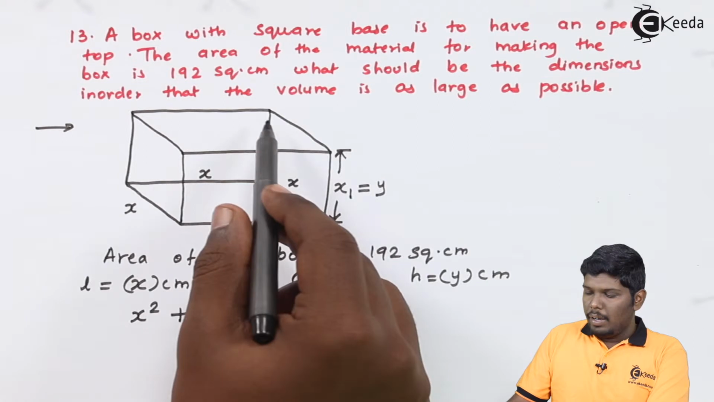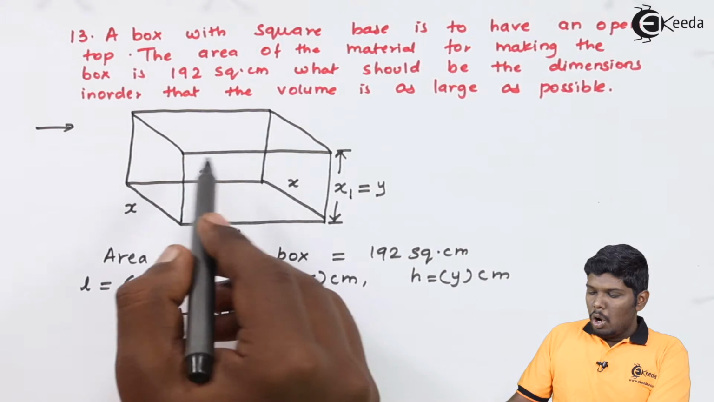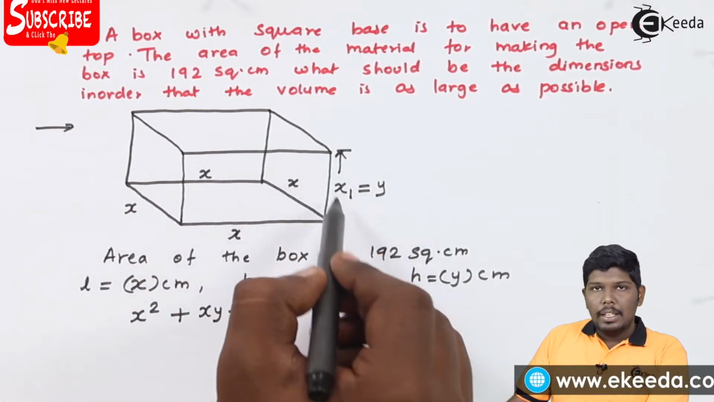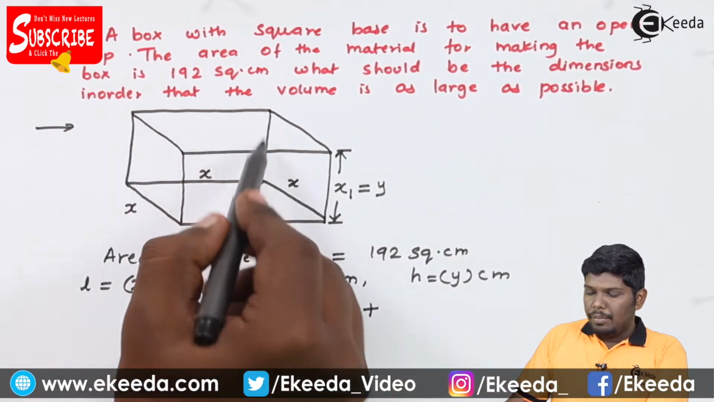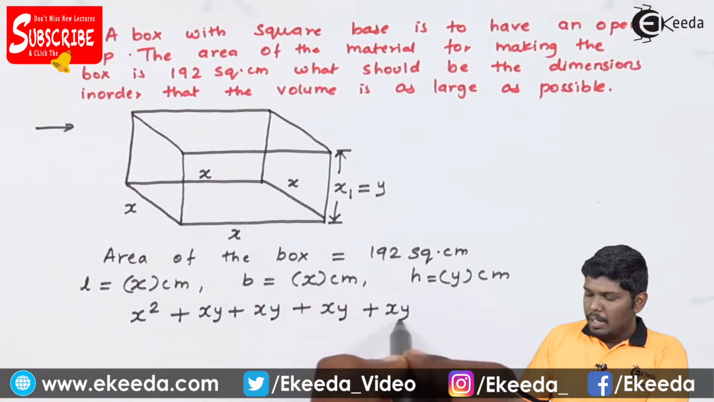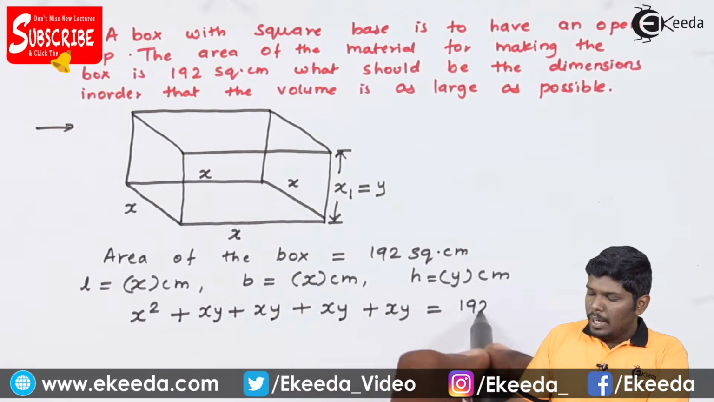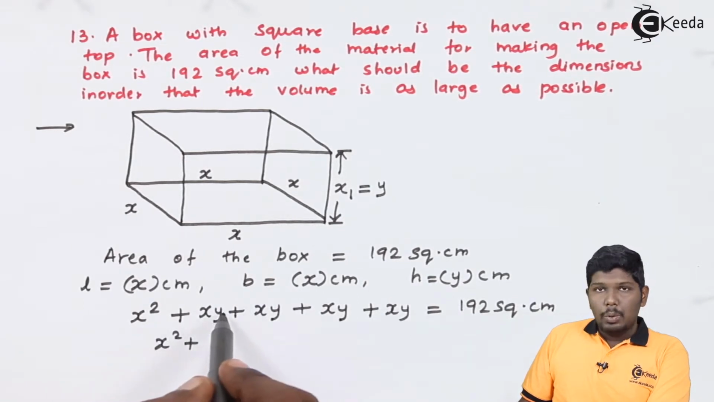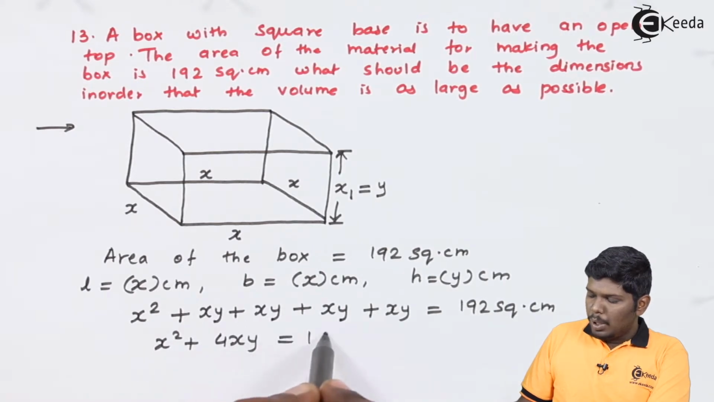Again, on the right hand side, we have the same rectangle. Its area will also be xy. Also, on the front side, we have the front face whose length is x and again the breadth is y. Therefore, its area will also be xy, and the back face will also be xy. This becomes the area of the 5 different faces. That should be equal to 192 square centimeter. x square plus xy plus xy plus xy plus xy will give you 4xy. That is equal to 192 centimeter square.